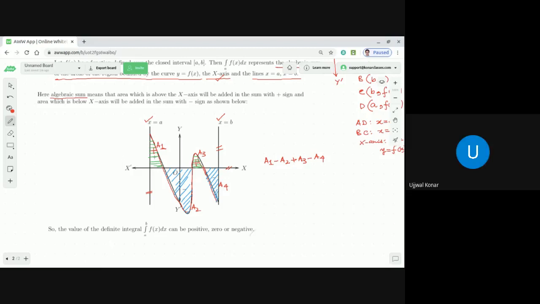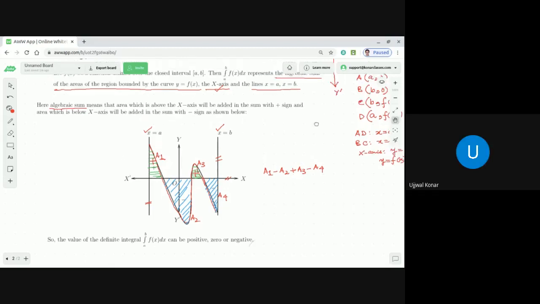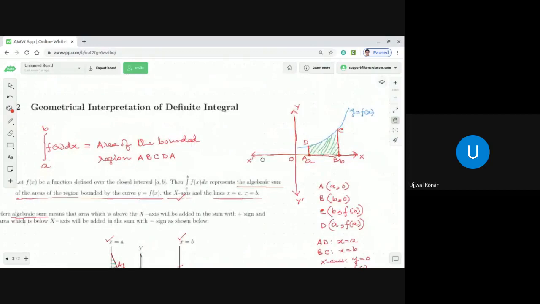Now, if you recall, dear students, in the beginning of the discussion I said that there is no constant relationship between a and b, the lower limit and upper limit. a could be less than b or a could be greater than b. But if a is equal to b, it is of no meaning. Now think about the area of the region bounded by y equal to f(x), the x-axis, and the lines x equal to a and x equal to a. B is equal to A. You will get area 0.